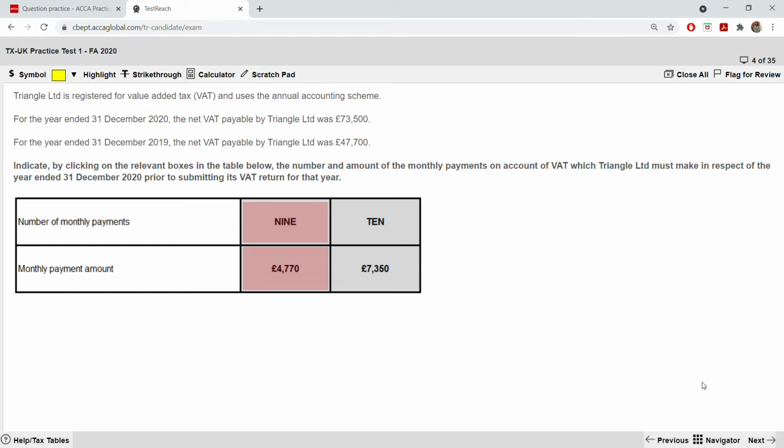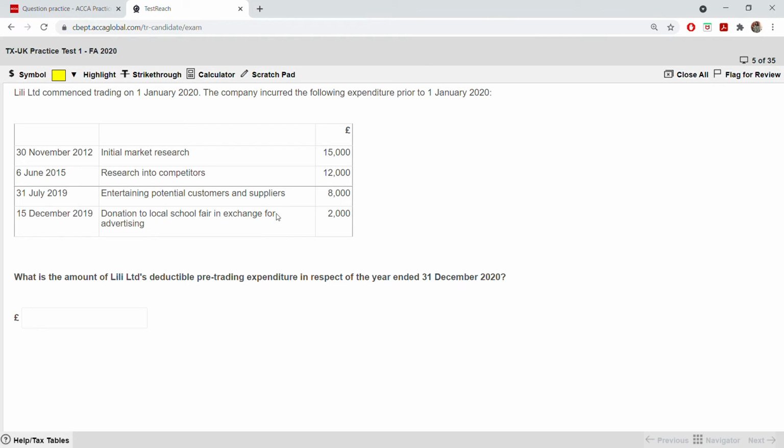Next. So this is about some pre-trading expenditure. Lily Limited commenced trading on 1st of January 2020. The company incurred the following expenditure prior to 1st of January 2020. What is the amount of Lily's deductible pre-trading expenditure in respect of the year ended 31st December 2020? Here you don't have an option, so you have to write it. How do you calculate it? You have to know what you can deduct and what you cannot deduct.